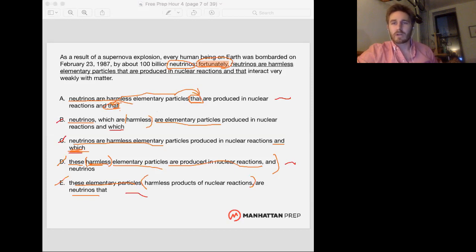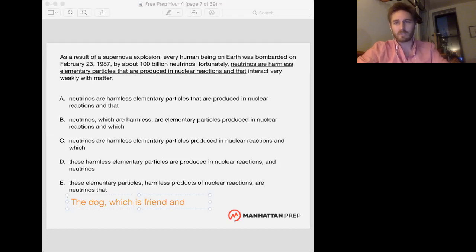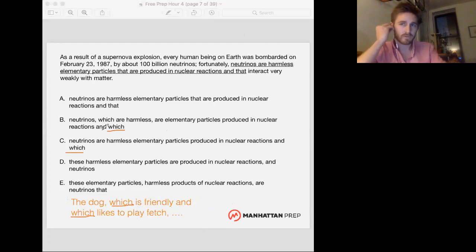Root nine, bad parallel structure. I don't want to spend too much time on parallelism today just for the sake of time, but it's not that using "which" is bad parallel structure, right? Like I can say the dog, which is friendly, and this is kind of a weird sentence, but the dog which is friendly and which likes to play fetch, and then yada, yada, yada. I can do that. That's fine. But you have to be consistent. Notice that this one uses "which" both times in the parallel structure, and in B and C, we just have one "which." So it's not that "which" is always bad in parallel structure. It's that you have to be consistent.